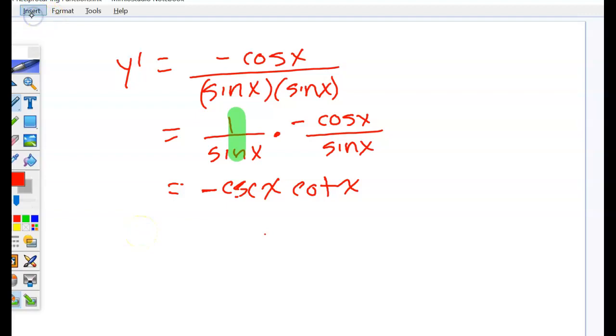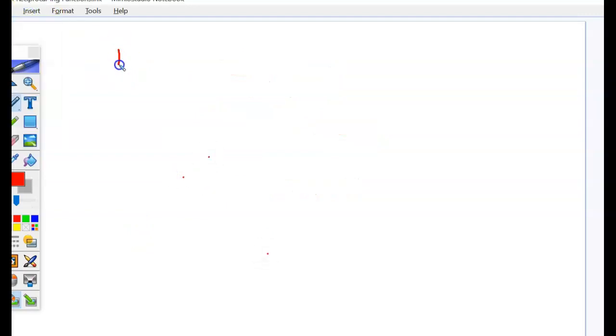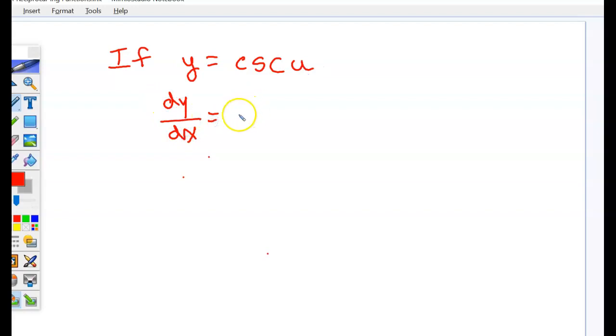So let's write the formal definition. If y equals cosecant u, and you want dy/dx, well, the derivative of cosecant is negative cosecant u cotangent u times du/dx.